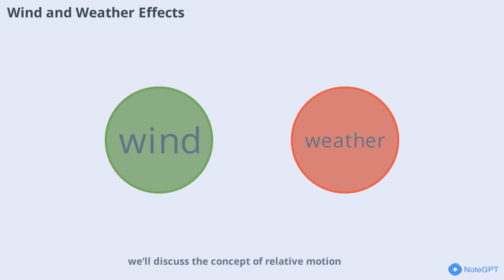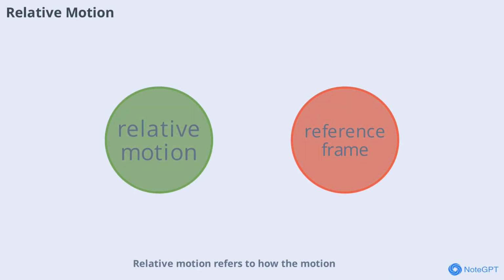Next, we'll discuss the concept of relative motion. Relative motion refers to how the motion of a projectile appears from different reference points. For example, a ball thrown on a moving train has a different path relative to the train than to the ground. Understanding relative motion is crucial in physics and helps explain complex scenarios.